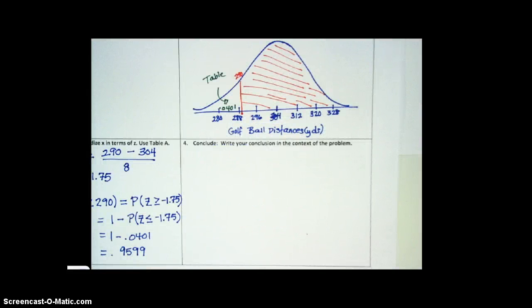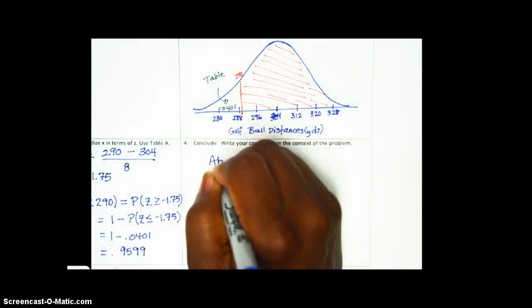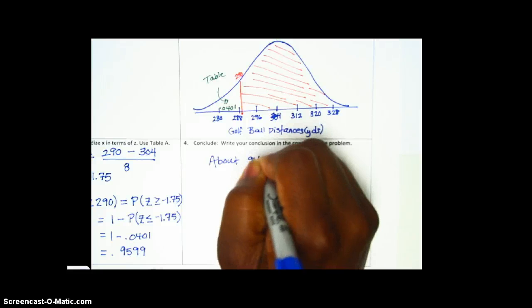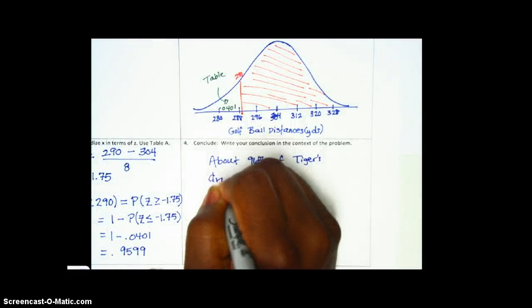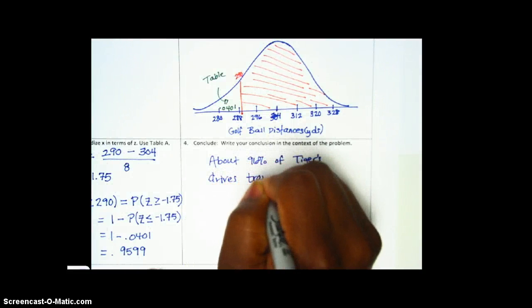The final step is to conclude. We always want to write a conclusion in the context of the problem. Answer the question that was asked. What percent of Tigers drives travel at least 290 yards? Include the context in your response. With 0.9599 being the area to the right, that's the proportion of drives. We want the percentage, so just change it to a percent, multiply by 100, and respond to the question. So we can say about 96% of Tigers drives travel at least 290 yards.